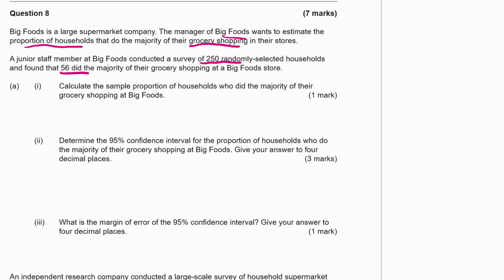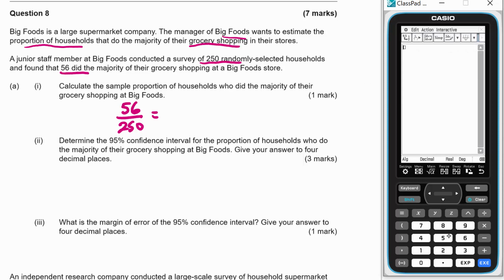Calculate the sample proportion of households who did the majority of their grocery shopping at Big Foods. Well, that's just going to be 56 out of 250. So we just do that. 56 divided by 250. That's going to be 0.224.